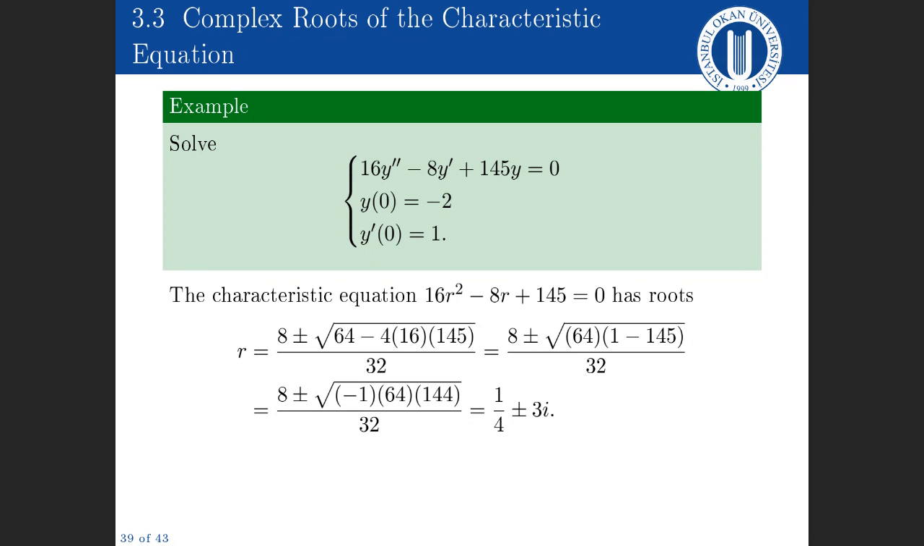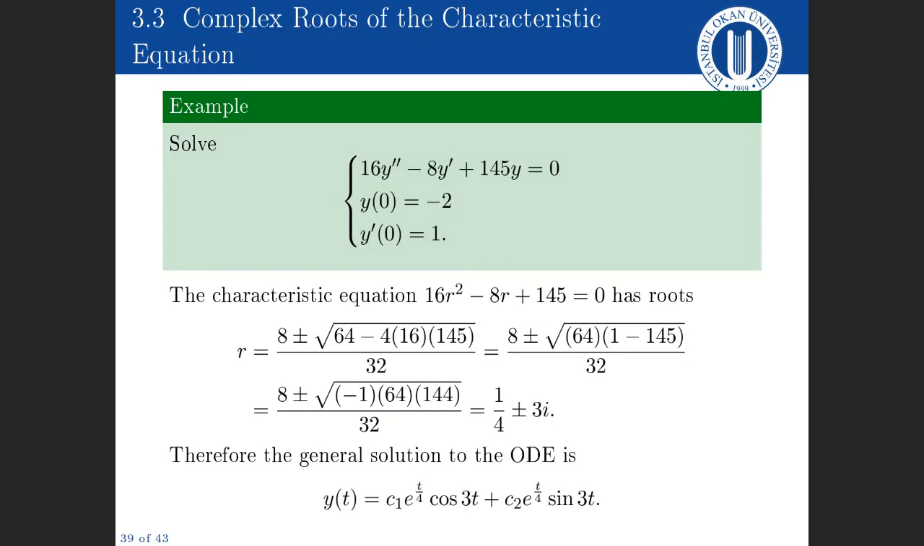I've written it like this because the square root of minus 1 is i, straightforward. Square root of 64, we know. Square root of 144, we know. And then once we've cancelled everything, we end up with a quarter plus or minus 3i. So lambda must be a quarter and mu must be 3. As soon as we know that, we can write down the general solution to the differential equation.